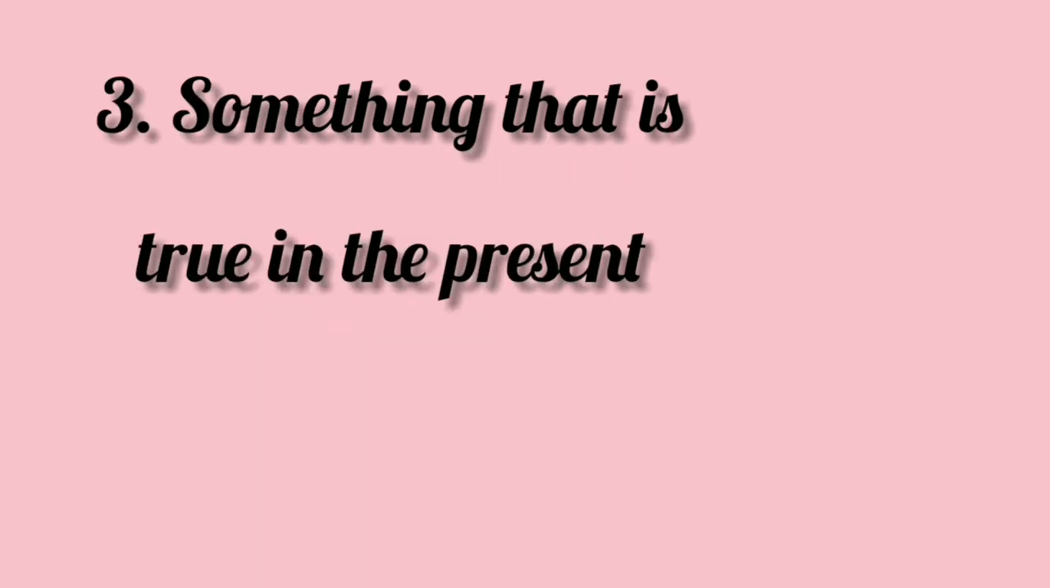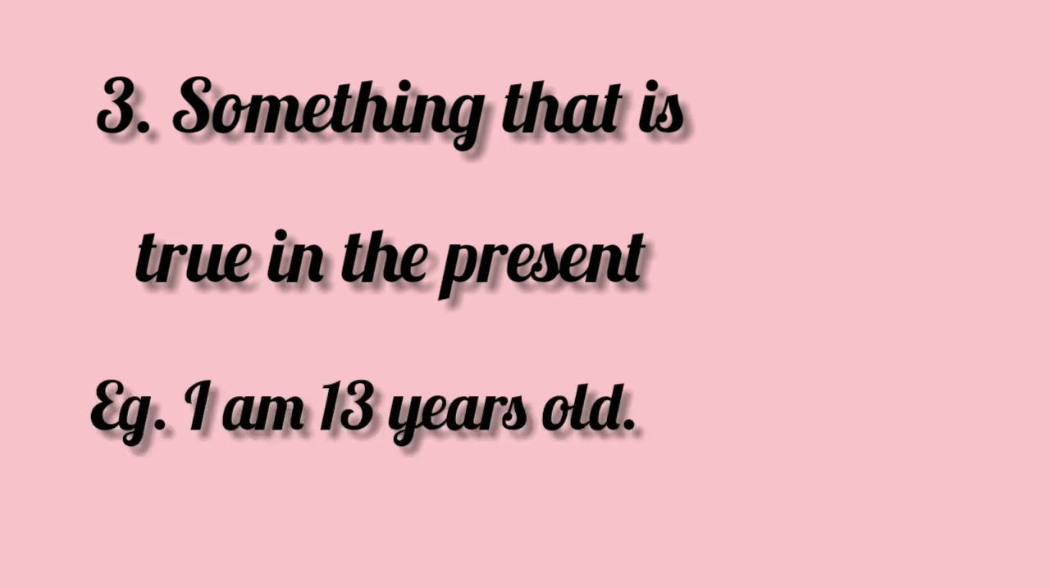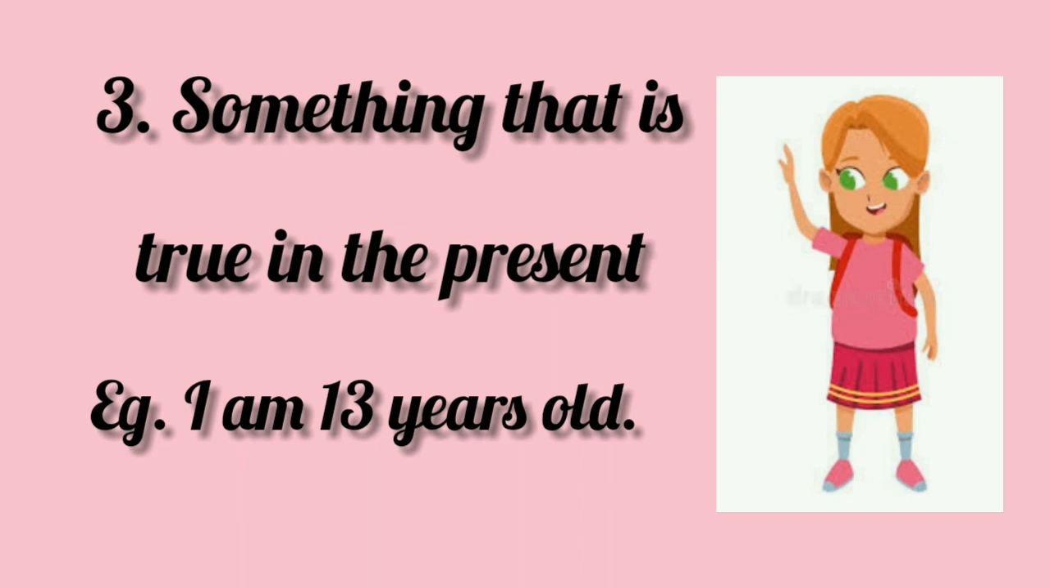The next use is to talk about something that is true in the present. For example, I am 13 years old. That means the verb am is talking about the truth of me being of a certain age.